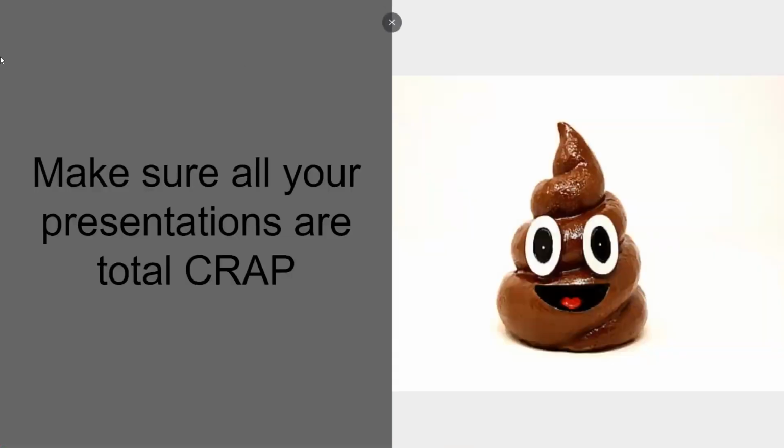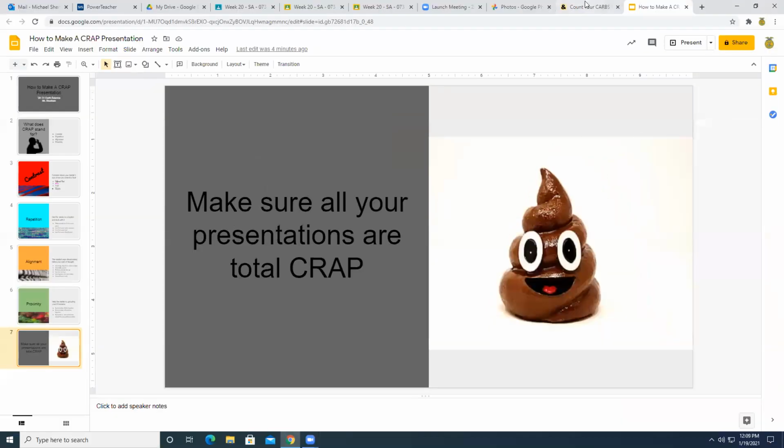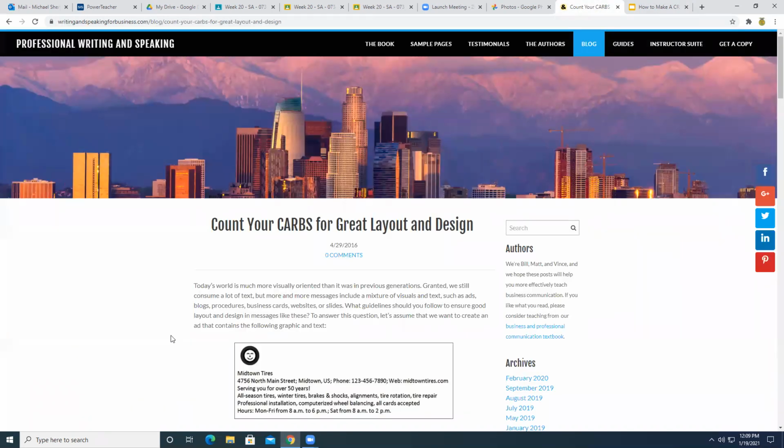So we want to make sure that all of our presentations in science class or otherwise are total CRAP. All right. So one more thing I want to show you. This is another acronym. So if you want to use CRAP, it's totally right. We want to talk about those 4 design elements as a way to lay things out. This is another one that I found that I really, really like. So we need to count our CARBS.